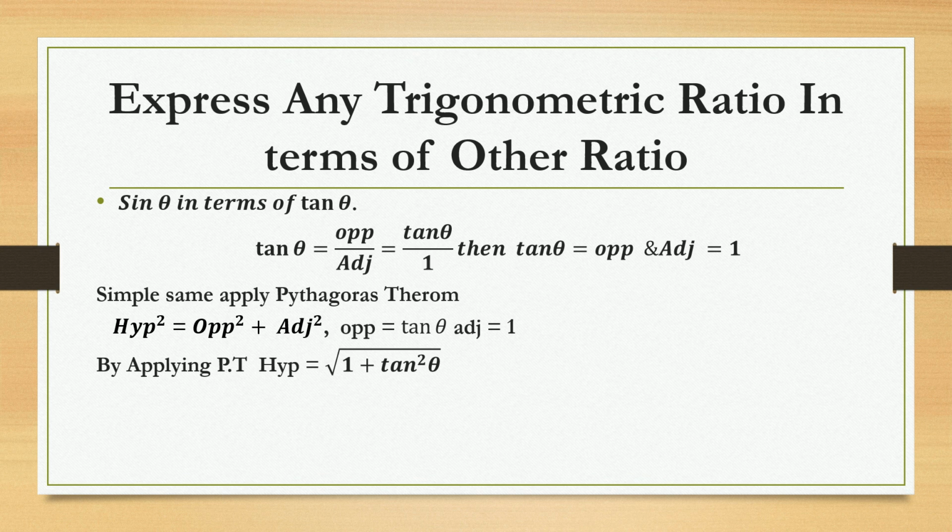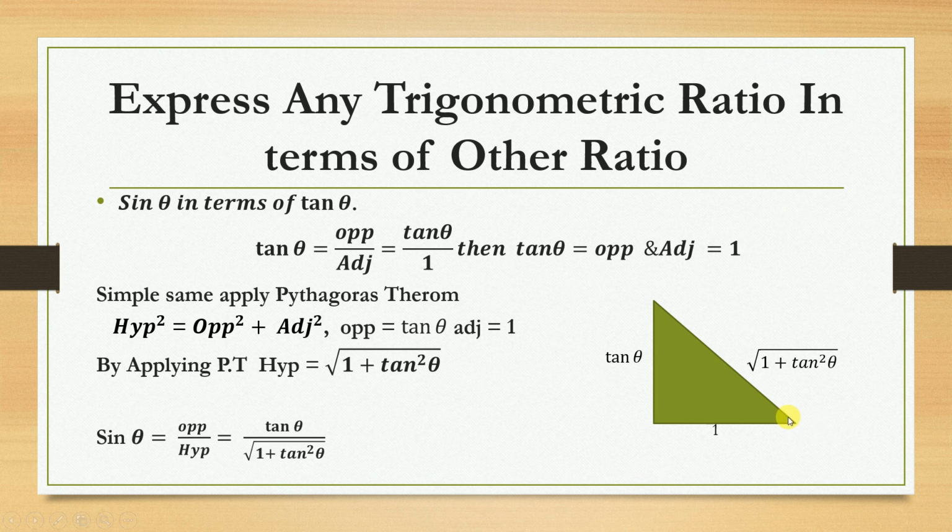What could be the diagram? Now this is the diagram. In place of opposite we have tan theta and in place of adjacent we have 1. As per the Pythagoras theorem, we have already calculated hypotenuse to be root of 1 plus tan squared theta. In this diagram, we have not mentioned theta. Take the theta at the lower end of the right angle triangle.